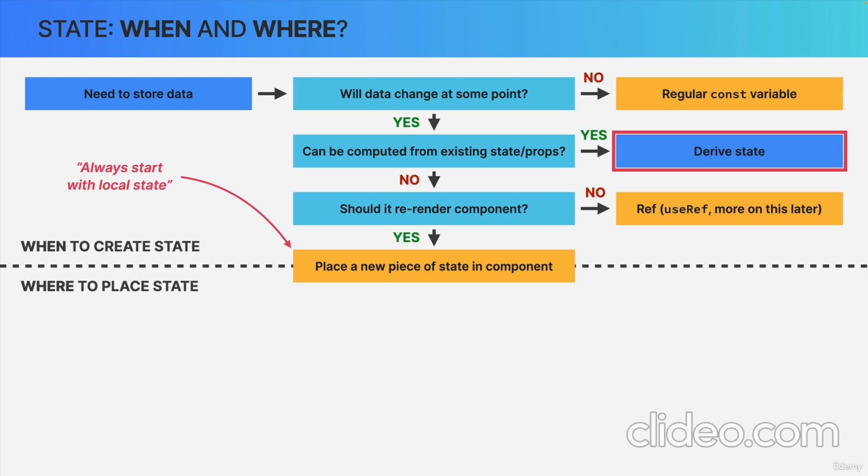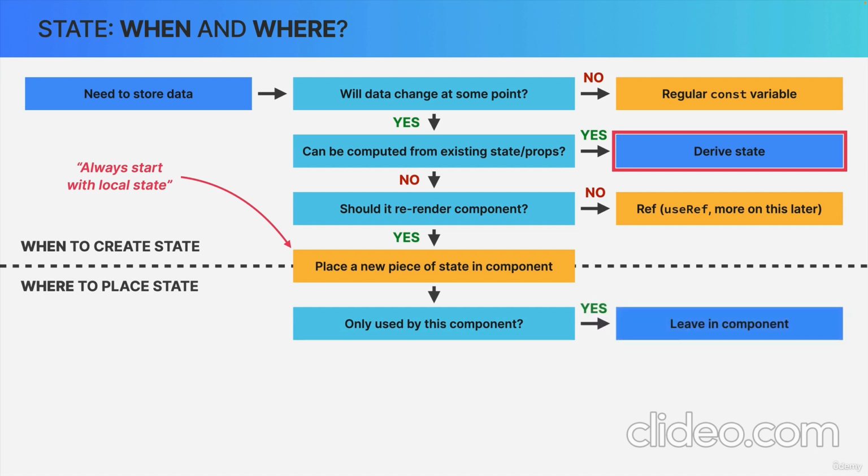So again, most of the time, you will just create a new piece of state using the useState hook. But there are also all these other cases. And so it's important that you are aware of when to create each of them. But anyway, let's now focus on where to place each new piece of state. So if the state variable that we just created is only used by the current component, then simply leave it in that component and you're done. So that's the end of the process right there.